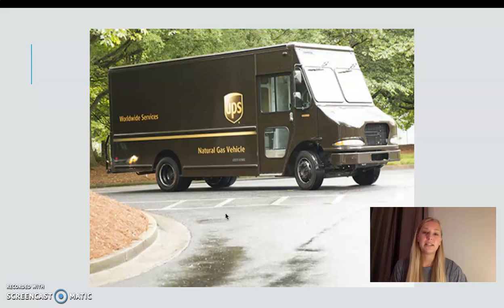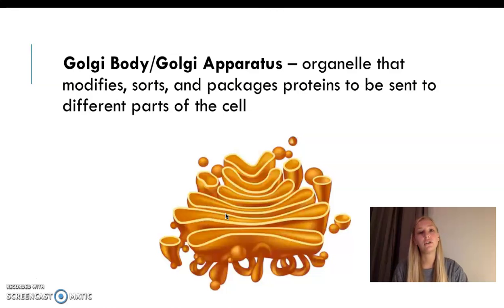And we would also need UPS or the post office or something like that. So if a citizen orders something from those factories, the UPS driver will pick it up and will take the package and will deliver it. And in the cell, we have an organelle called the Golgi body or Golgi apparatus. And that organelle modifies, sorts, and packages different proteins and helps send them to different parts of the cell, because proteins are needed all over the cell. So they have to be able to move. And the Golgi body really helps with that, to distribute them to where the cell may need them.